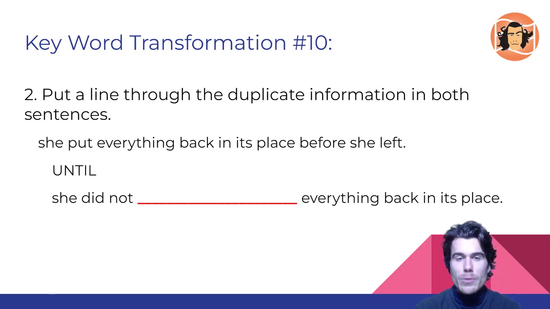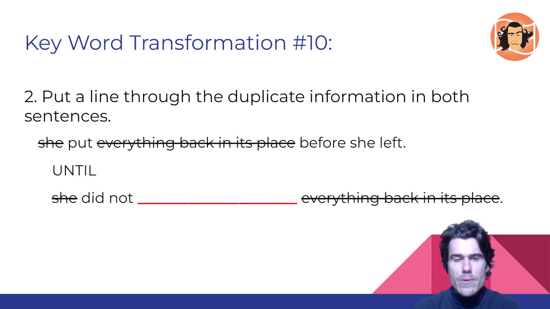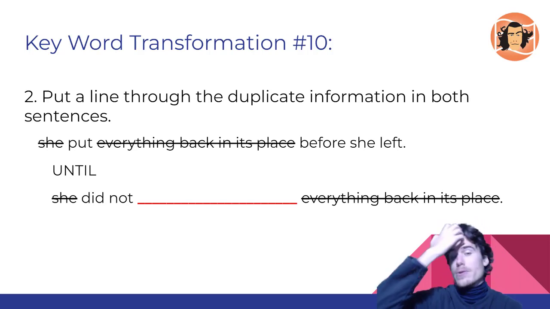Step 2. Put a line through the duplicate information in both sentences. So you can take a minute to do this and then press play and we'll see which words I put a line through. Okay, so hopefully you've done that. So let's have a look. I put a line through she, which is in both sentences, everything back in its place, which is also in both sentences.